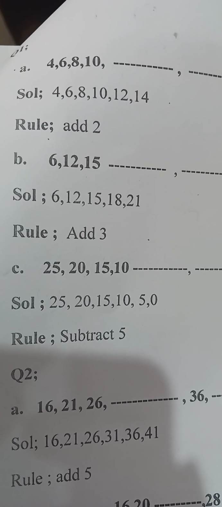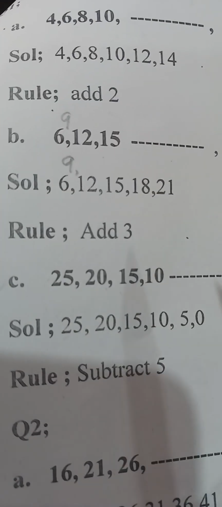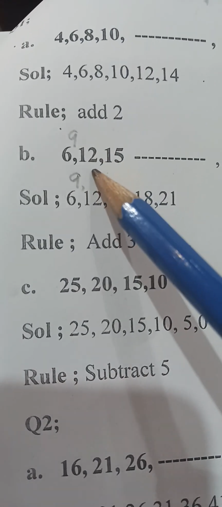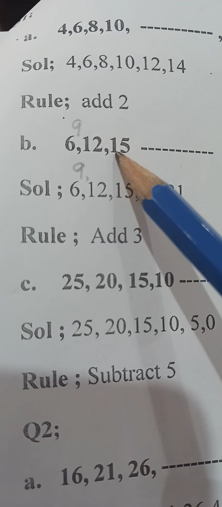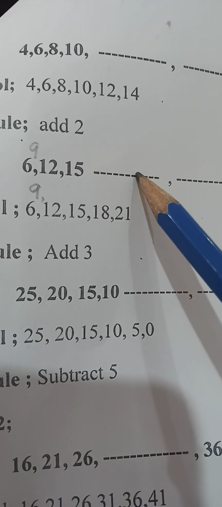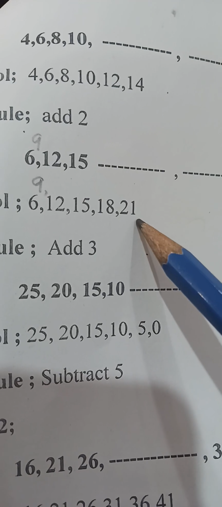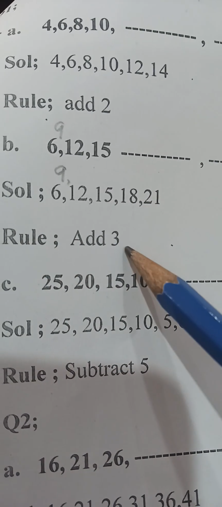Now see part B, 6, 9, 12, 15. So you can see that gap is of 3. So we will add 3 for the next term. So we get 18 and 21. So our rule is add 3.